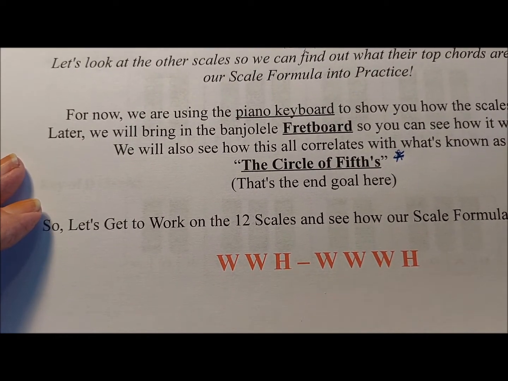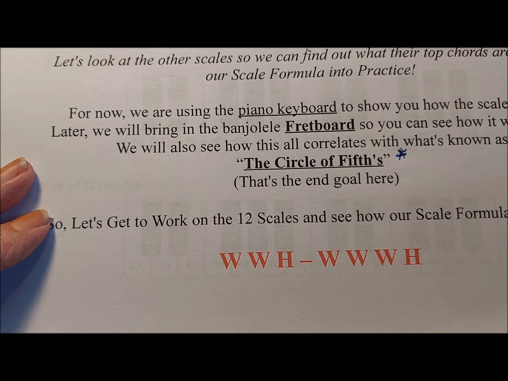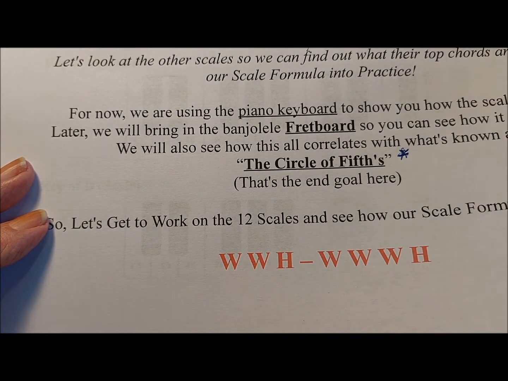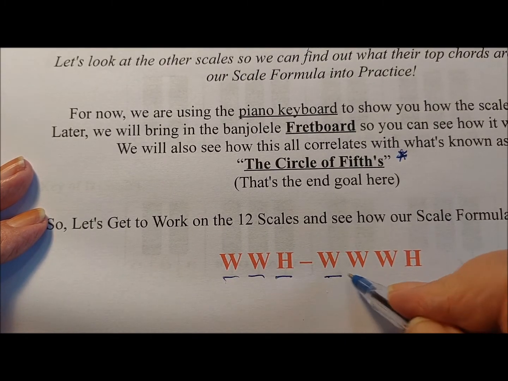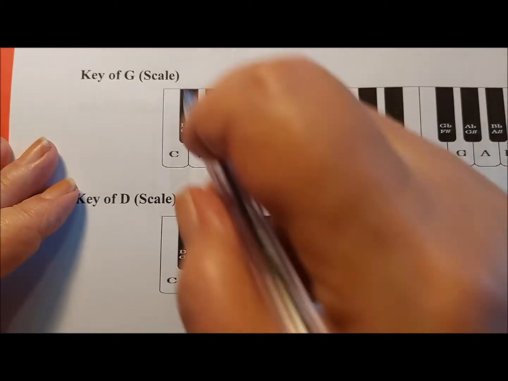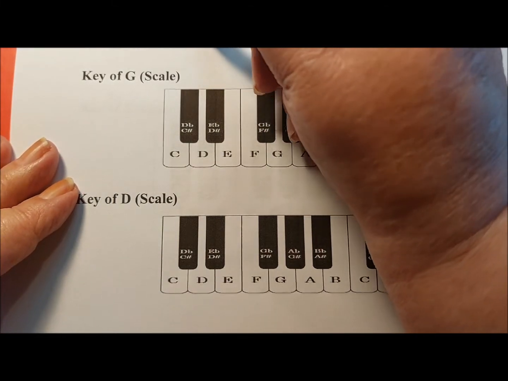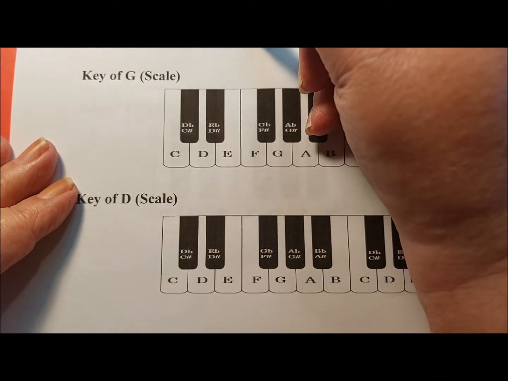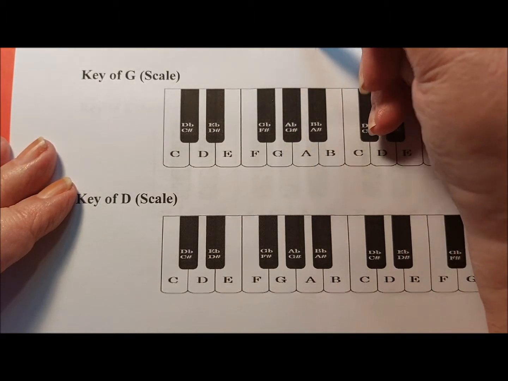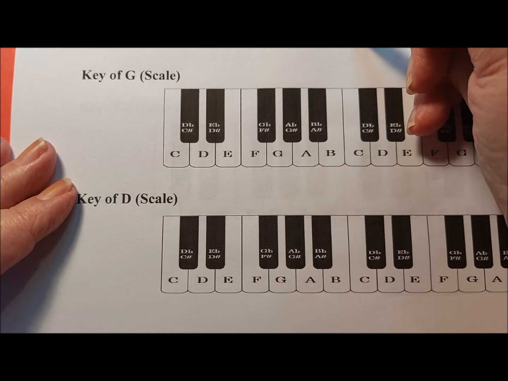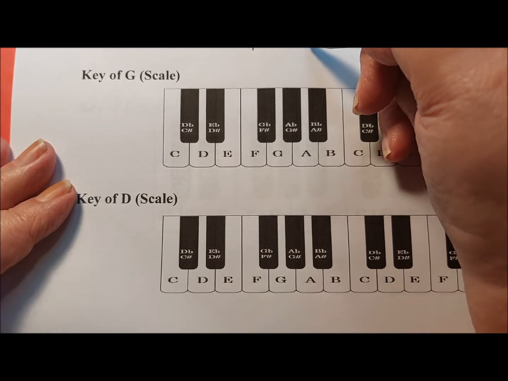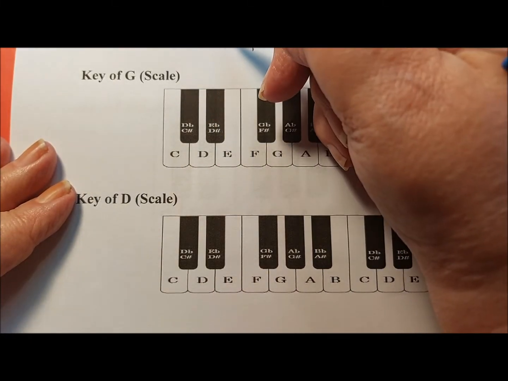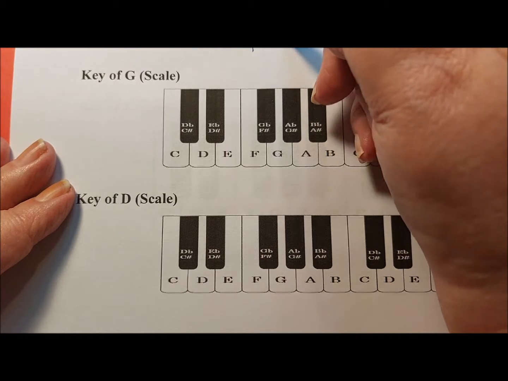Okay, let's get to work on the 12 scales, because there's 12 notes, 12 scales, and see how our scale formula works out. Remember, it's always whole step, whole step, half step, whole step, whole step, whole step, half step. Hopefully I don't mess up. Okay, key of C we already did, right? Whole step, whole step, half step, whole step, whole step. So that's going to be your tonic or your root, your 4th, and your 5th.